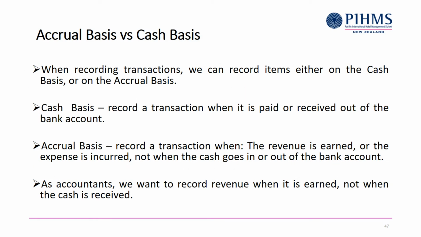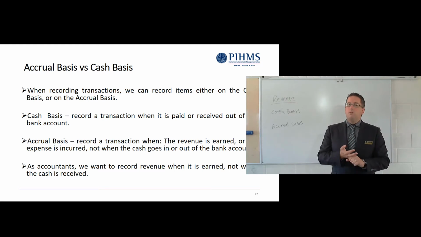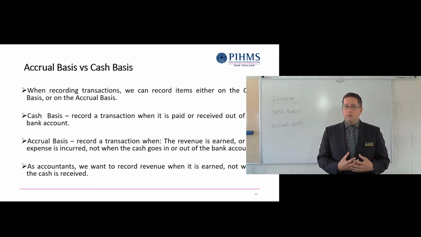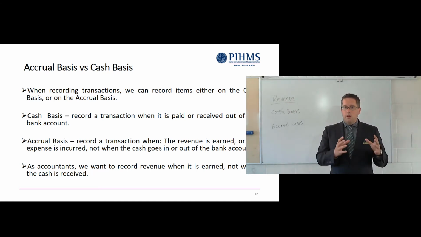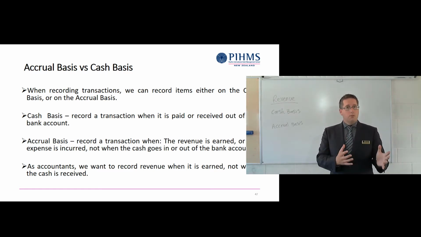So the accrual basis says we record a transaction when the revenue is earned or when the expense is incurred, not when the cash goes in and out of the bank account. Okay, so this needs a bit of explaining. So here, when revenue is earned, so when do we actually earn the money? When are we obliged to get the money from the customer? Okay, that's when we earn it. Now, expenses are incurred. Expenses incurred mean that we are liable to pay it. We've maybe bought something, we're liable to pay it.